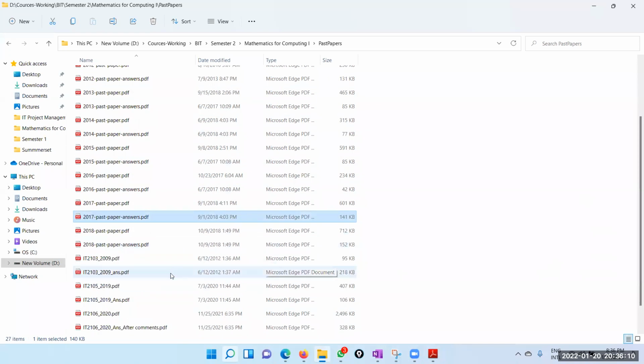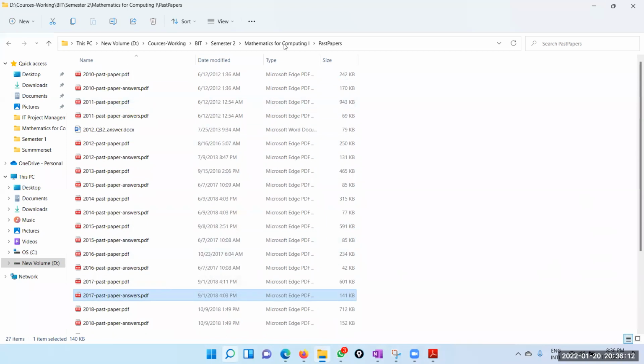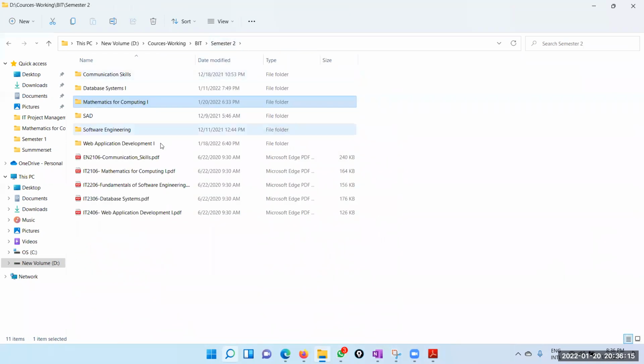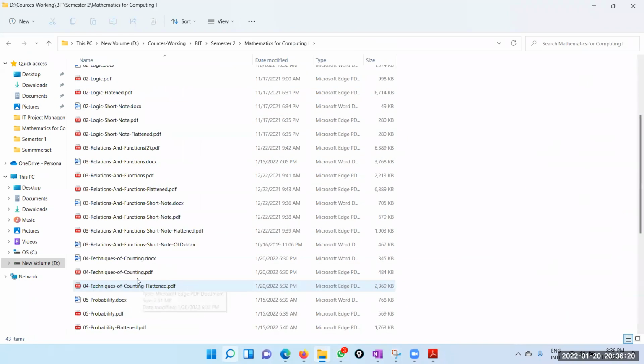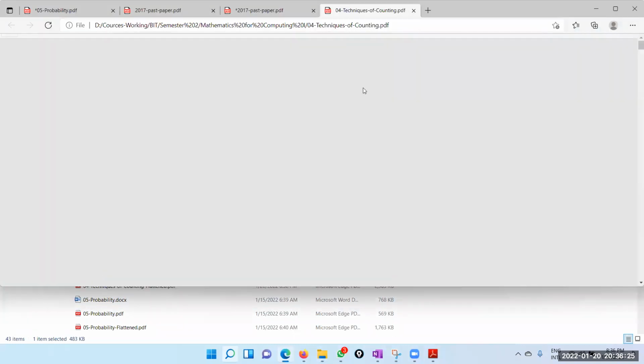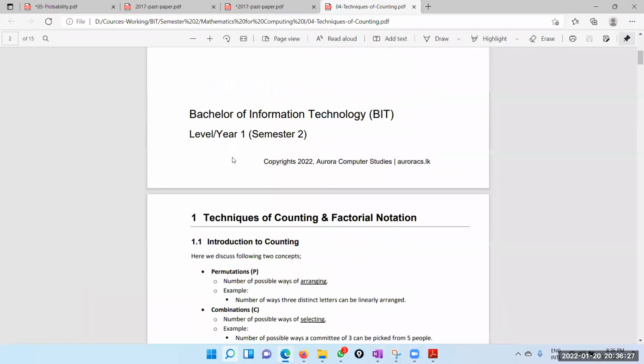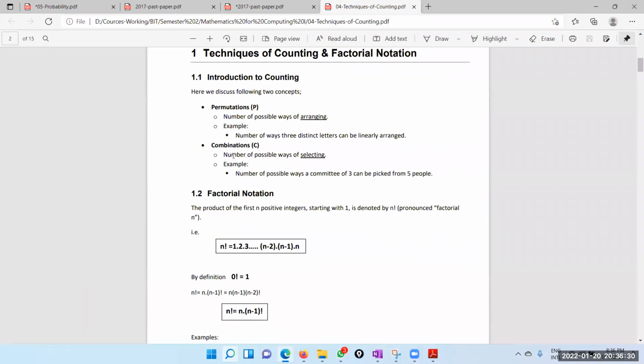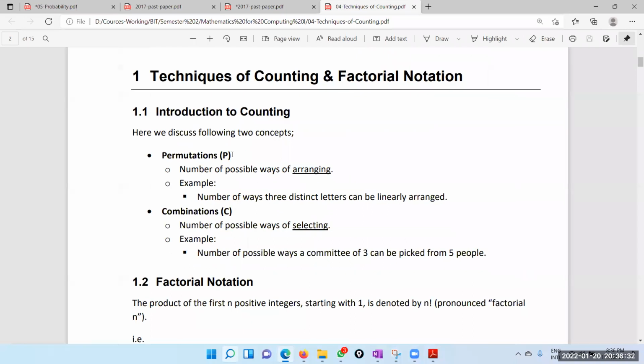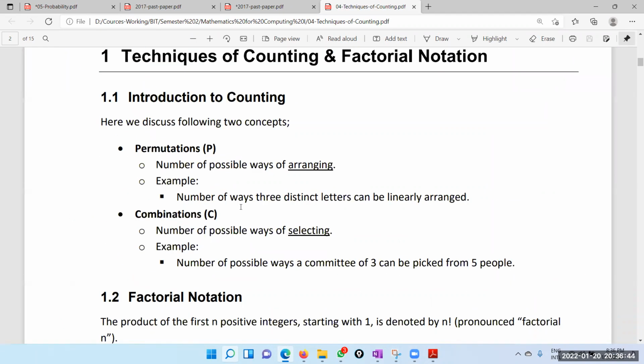Right. Now we are moving to our next final topic, counting. You can get the note from the Google Classroom. It's a very small topic. Okay, final topic. Right, counting means we have two subtopics: permutation and combination.